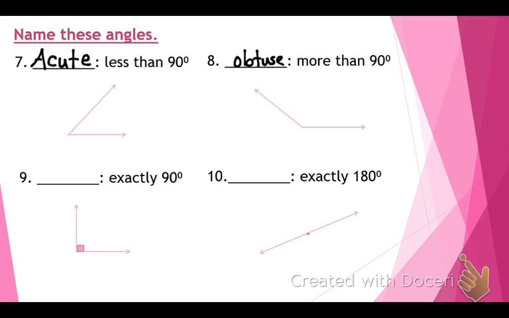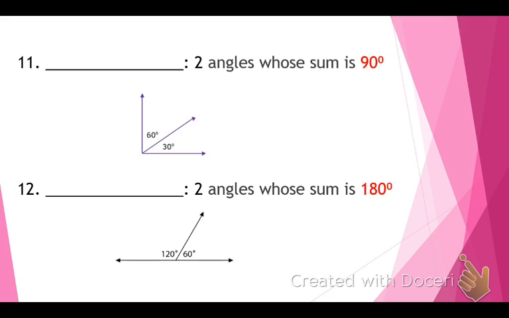Michael, number 9, which one is exactly 90 degrees? A right angle. And the other Michael, what is exactly 180 degrees? A straight angle. This one is two angles whose sum is 90 degrees. What do you think, JD? Complementary.